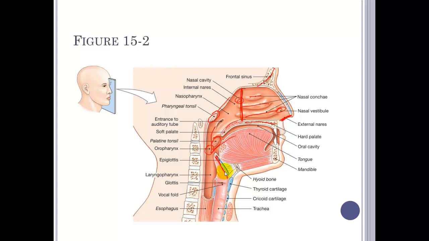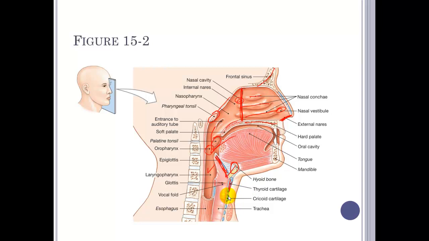The epiglottis, and we'll talk about these structures here in a second. These are part of the larynx, actually. Laryngopharynx, which is some larynx, some pharynx. Hyoid bone, which is going to be important. This is for if we normally would look to the front.